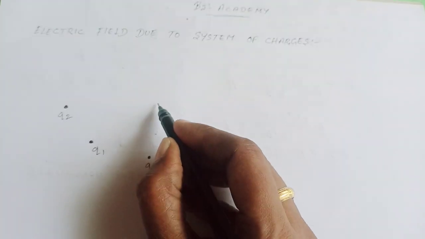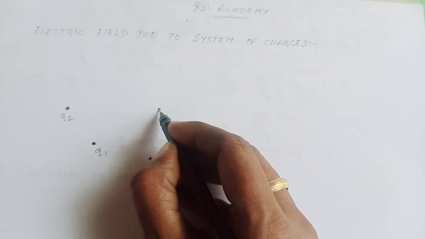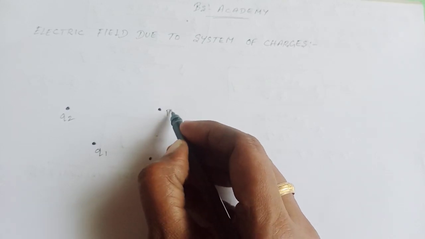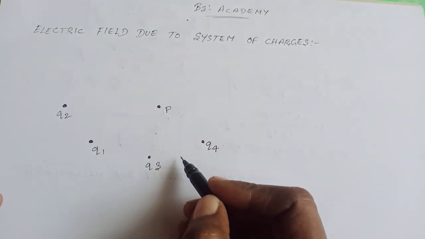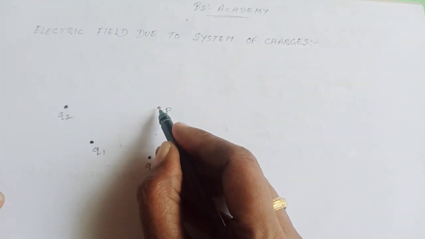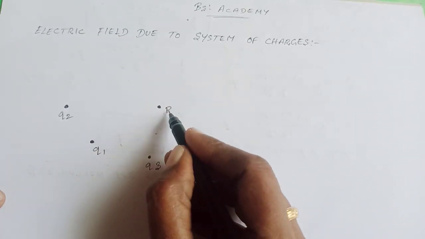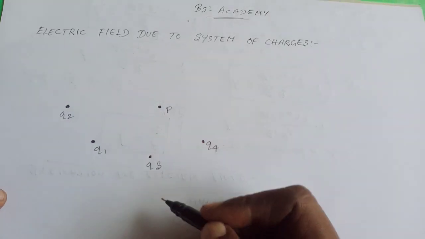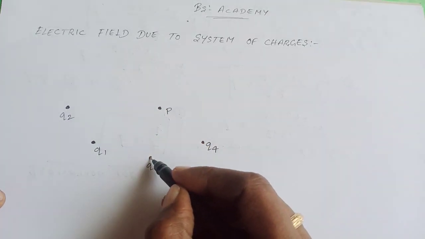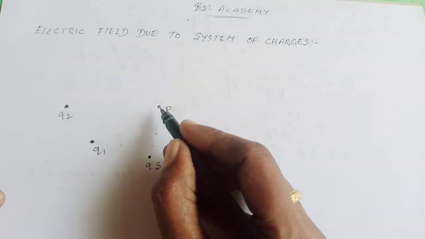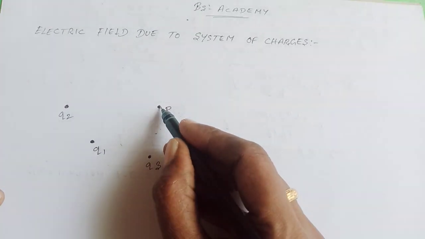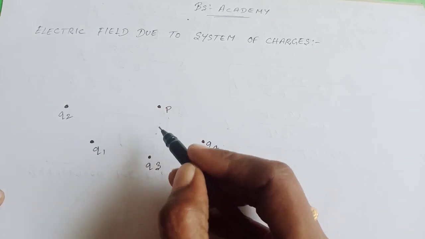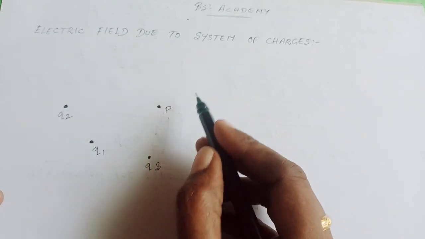For that we consider a point P which is located over here, point P. Now our aim is to find out the amount of electric field at this particular point P due to the charges q1, q2, q3 and q4. Right, so depending upon these 4 charges, what will be the total amount of the electric field at this particular point P? That is what we are going to derive.